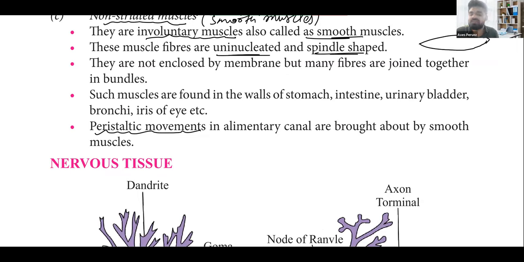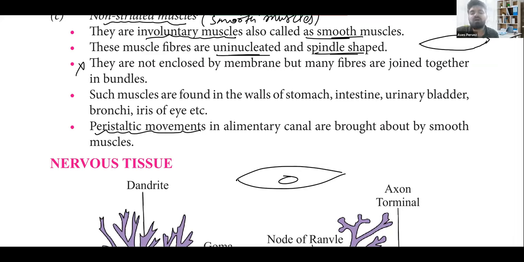A spindle is a specialized structure, a wooden-like piece, which is used for weaving clothes in machinery. So this is a spindle-like shape. They are uninucleated, and enclosed by a membrane, with fiber-like structures joined together in a bundle shape. Okay, don't write this point, this is not necessary.